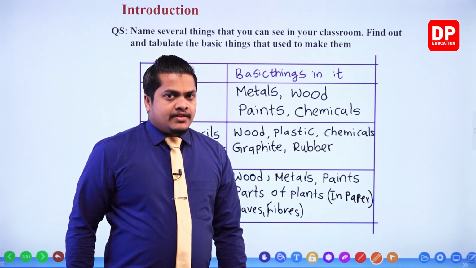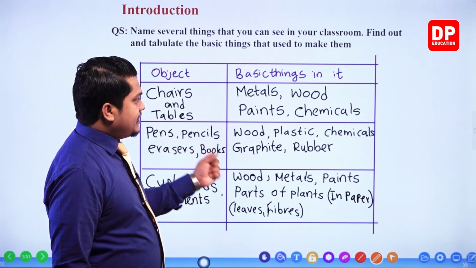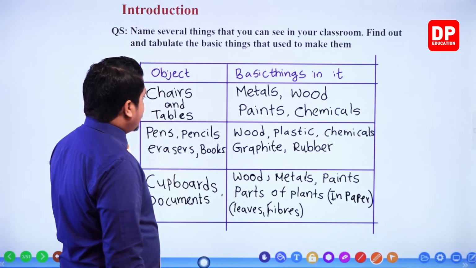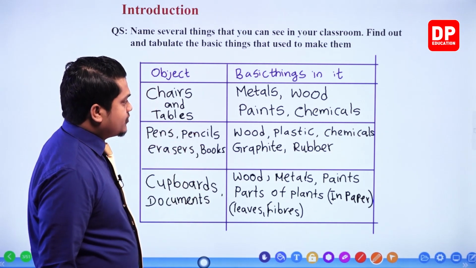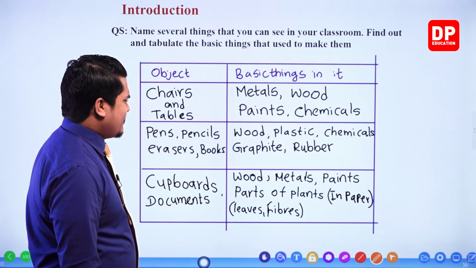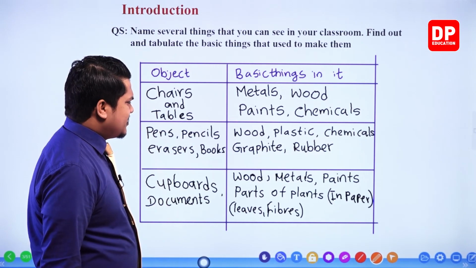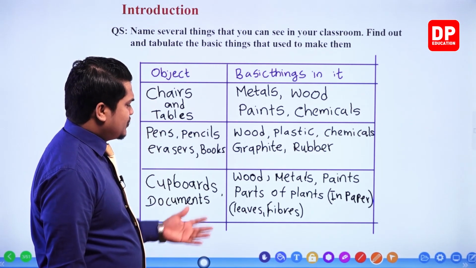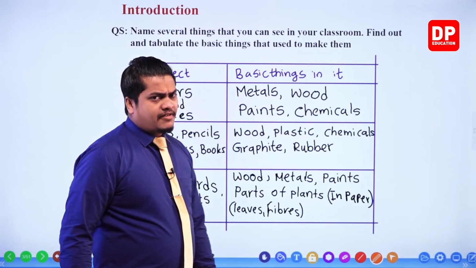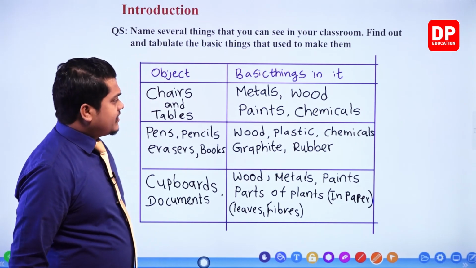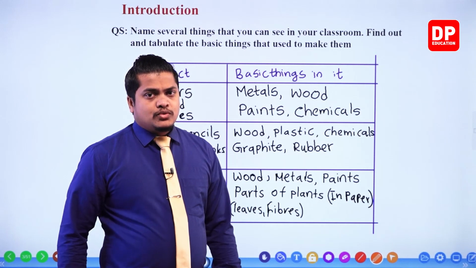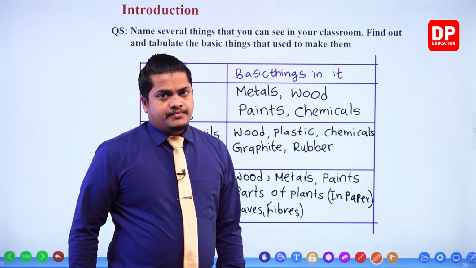And my dear children, the things that we utilize in making these things, right? These are basic things, very basic things. So in here, chairs and tables, once again we use metals, wood, paints and chemicals. Then when making stationery, wood, plastic, chemicals, graphite and all the other stuff. Then cupboards and documents, in making cupboards and documents we use wood, plastic, paints, parts of plants like in paper, right, leaves and fibers. So these are several objects and the basic things which are used to make these objects.